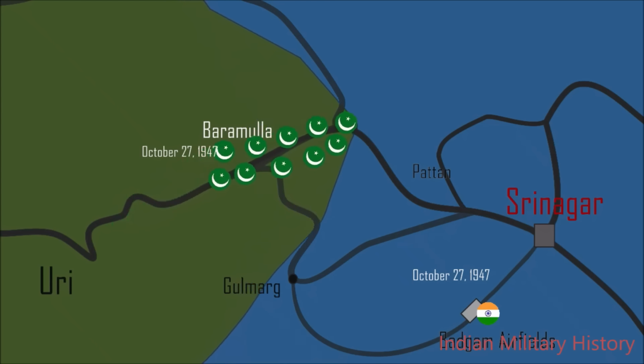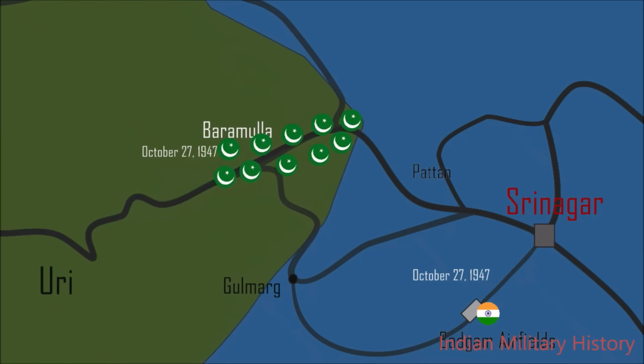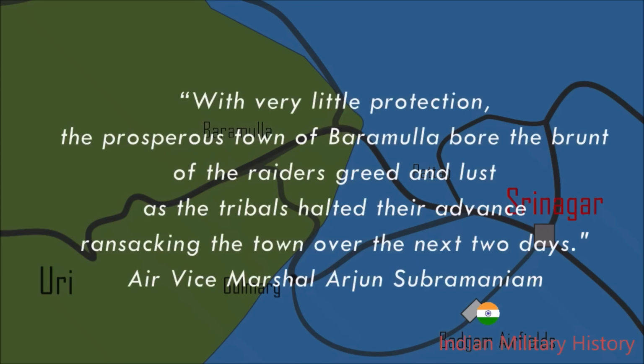But after entering the prosperous town of Baramula, the raiders, instead of swiftly moving ahead with their plan of capturing Srinagar, chose to stay in Baramula for the next 2 days to loot and pillage. This was a huge tactical mistake by the enemy because the whole operation depended upon a swift capture of Srinagar, and they lost valuable time plundering and pillaging the town of Baramula.